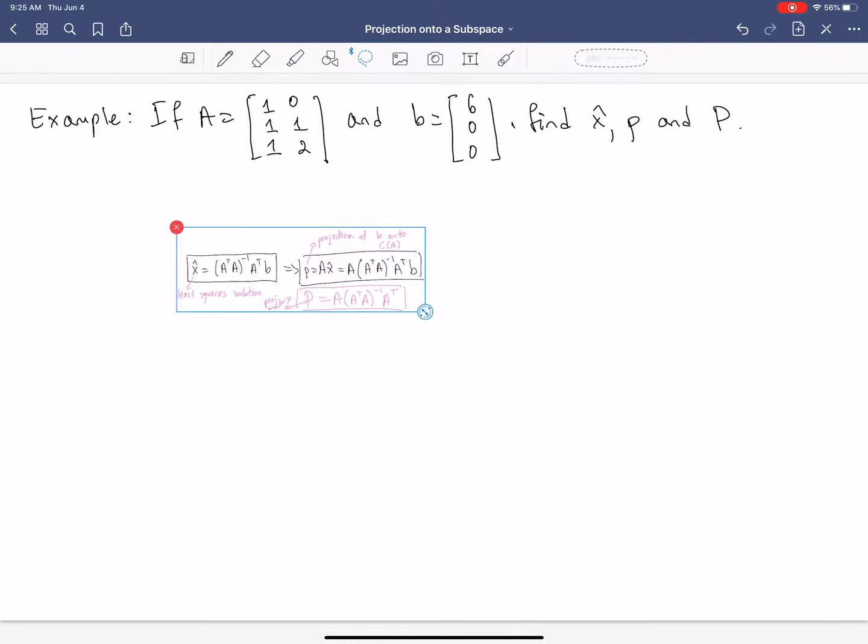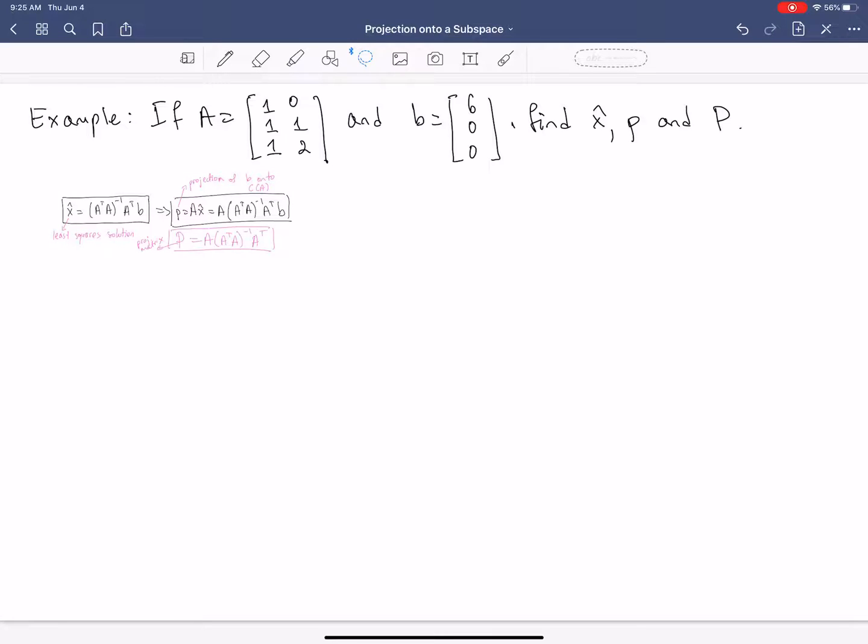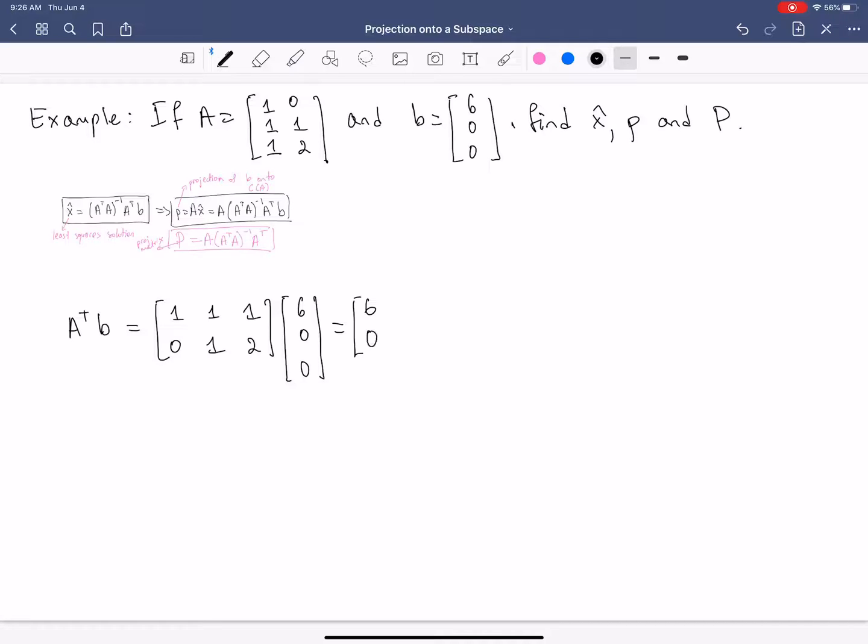So here are the formulas. I am going to make them smaller because they're not the centerpiece. So to find x hat, first we have to compute two things. We have to compute A transpose B, and we have to compute A transpose A. So let's first start with A transpose B. We have [1, 1, 1; 0, 1, 2] times 6, 0, 0. We are getting a vector with two components. So the first row times 6, 0, 0 is just 6. The second row times 6, 0, 0 is just 0. So that's A transpose B.